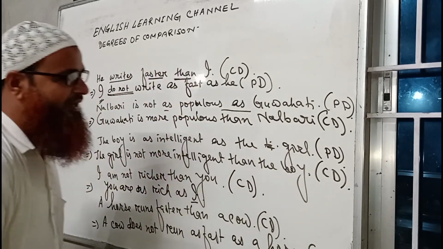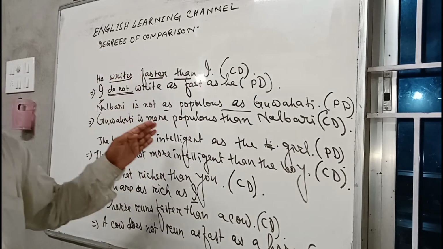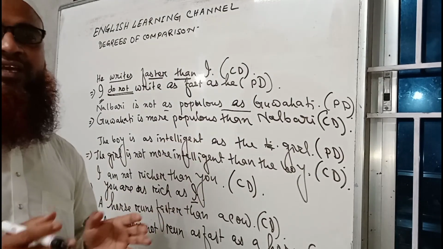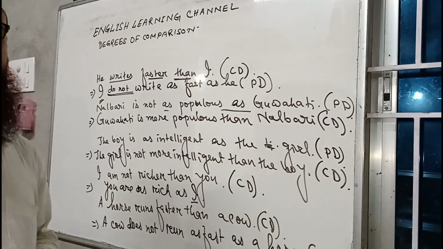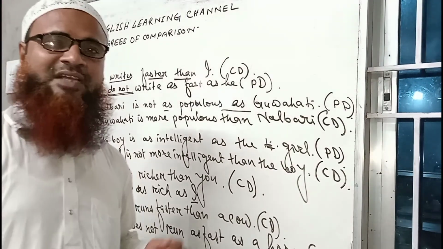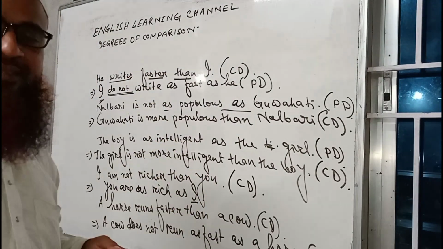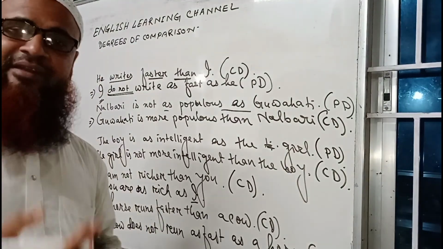I hope you have already understood what I am going to tell you regarding the degrees of comparison. But the comparison here we have limited to two only, that is positive and comparative. We have not discussed the superlative degree yet because such types of sentences have not been written on the board. We will discuss the three changes of degrees of comparison in my next videos.